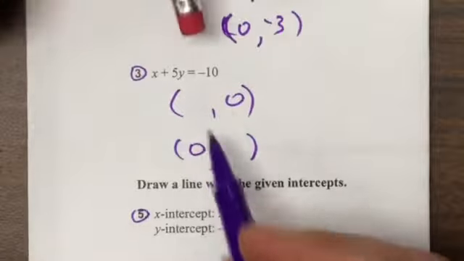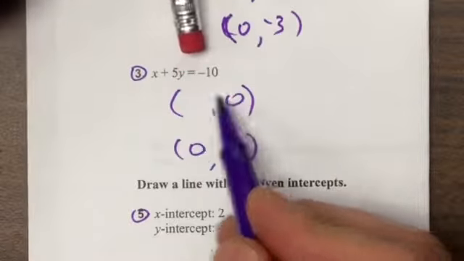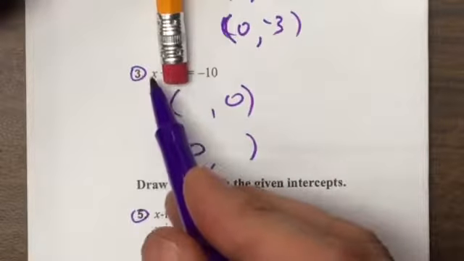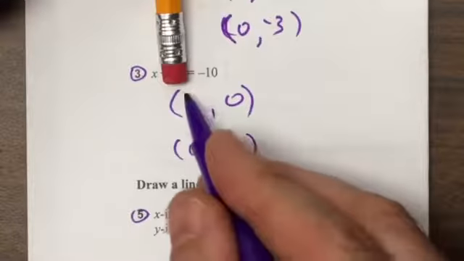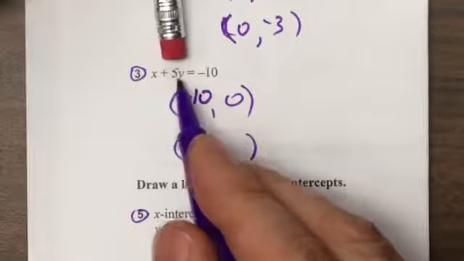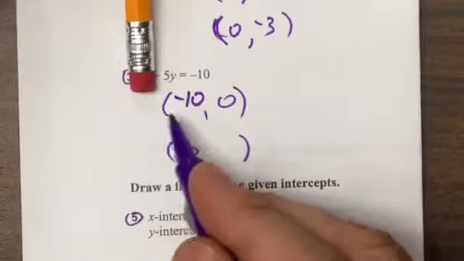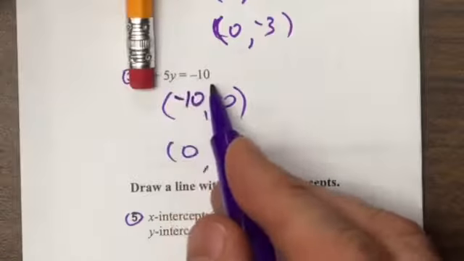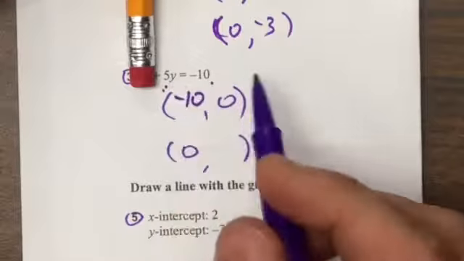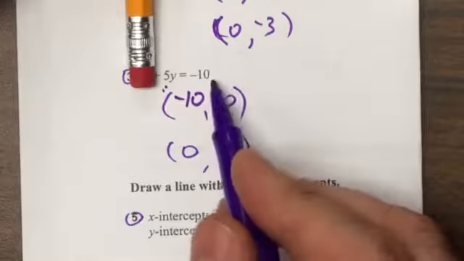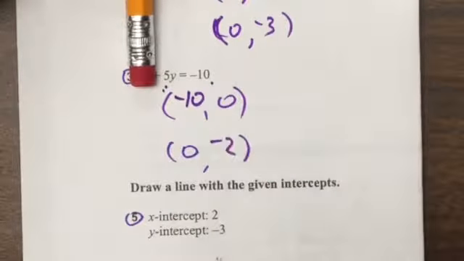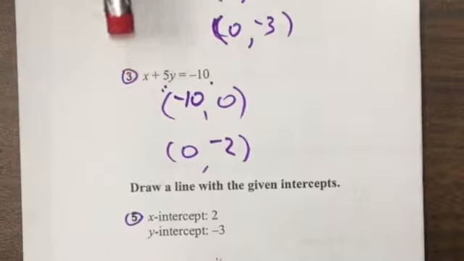For number 3, my x-intercept means my y value is 0, so this is 0. 5 times 0 is 0, so that goes away. And there's my x-intercept, x equals -10. But there's an extra step on this one because I do have a number in front. So when I cover up this one because x is 0, I have 5y equals -10. Well, we know by now that opposite math would be divide both sides by 5. So you have a real simple single calculation. -10 divided by 5, and that gives you -2. So that's how you do those, okay?